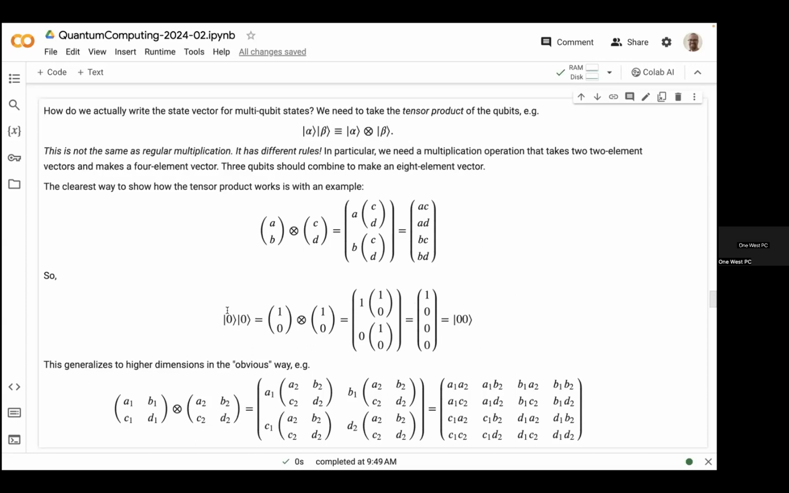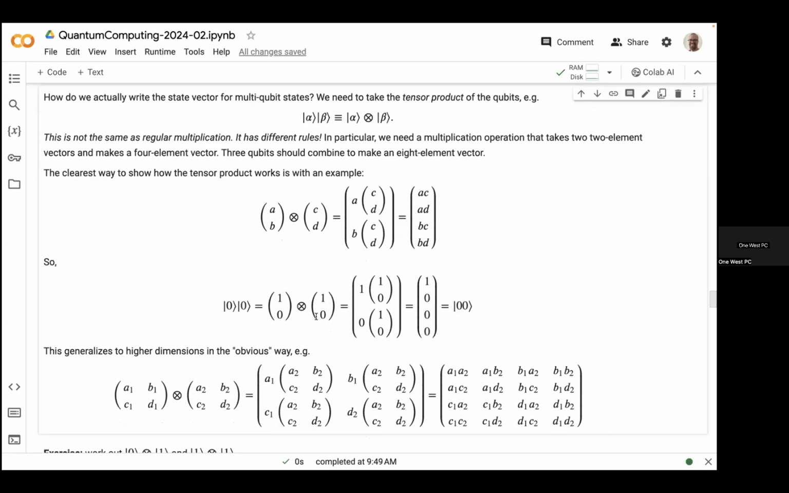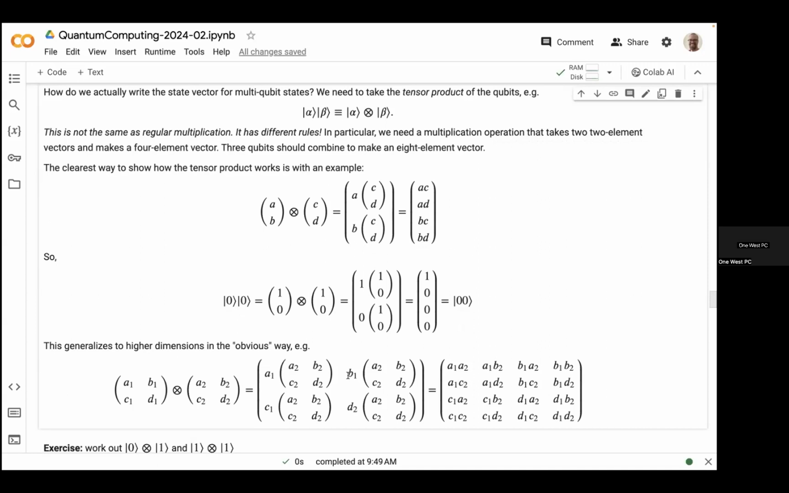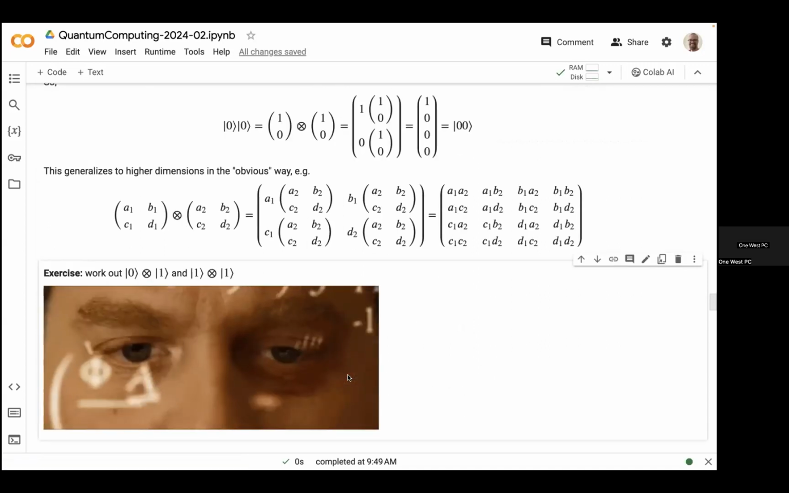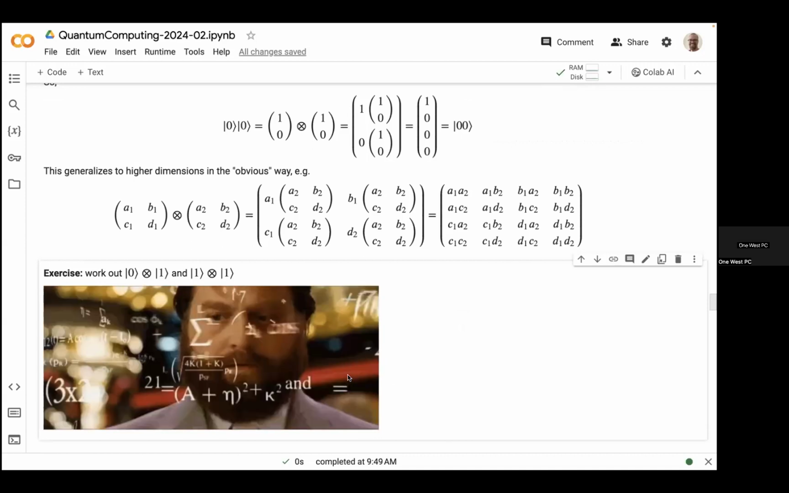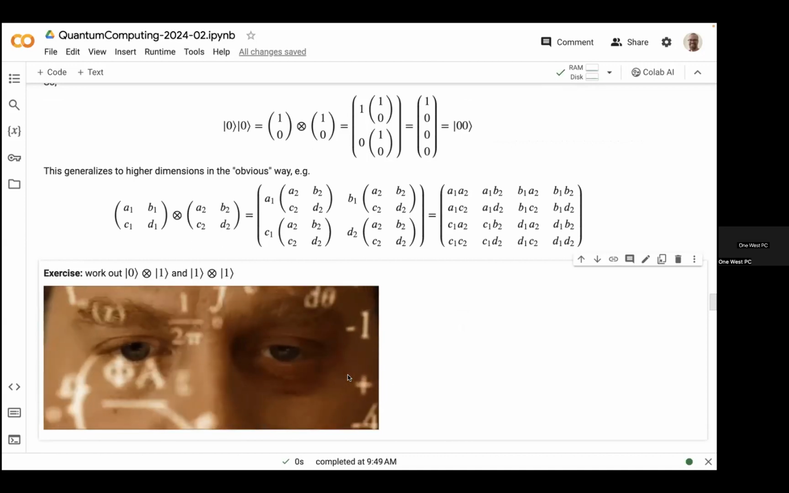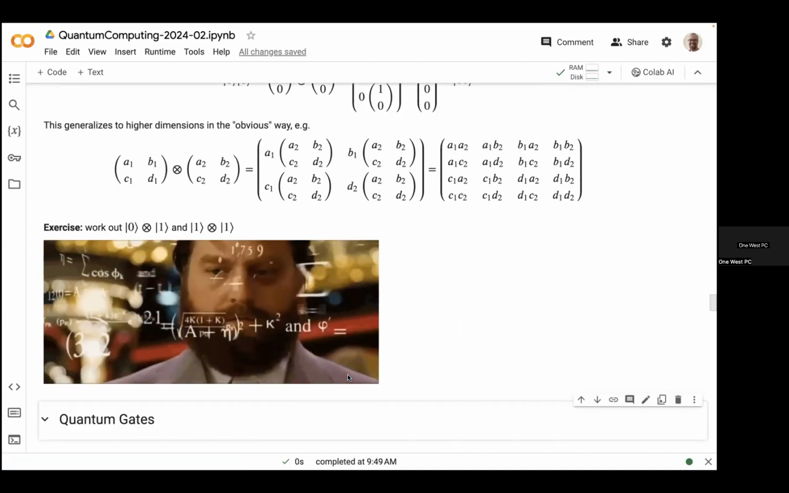I could also think of it as 2 individual qubits tensored together, right? And this generalizes to operators or higher dimension things in what I call the obvious way, and whether it's obvious or not, you can argue. But again, it's the same thing. I just take the second tensor and stick it up against all the elements of the first tensor, and then there you go. So that's how you do that. For exercise, you should go and do 0, 1 and 1, 1 and see if they work out the way that you think.